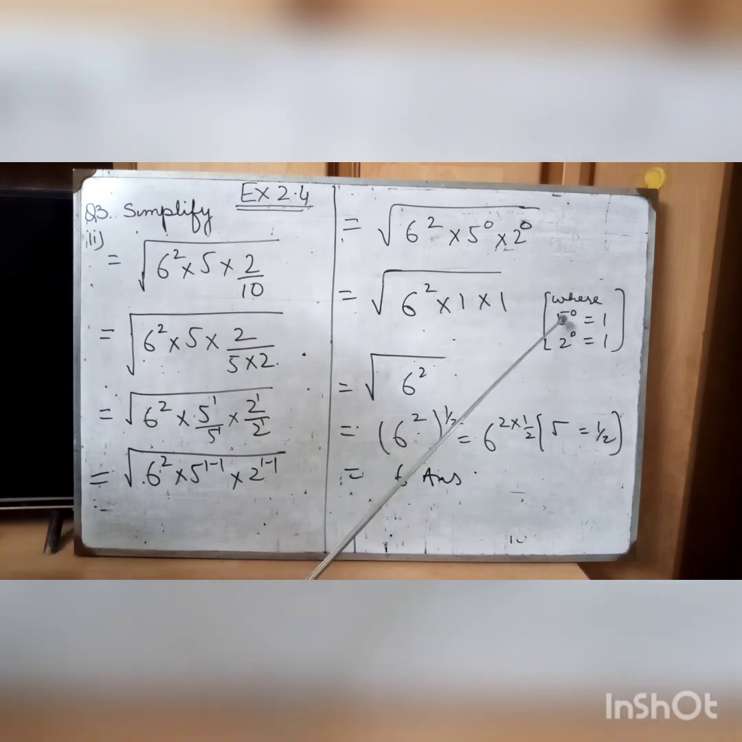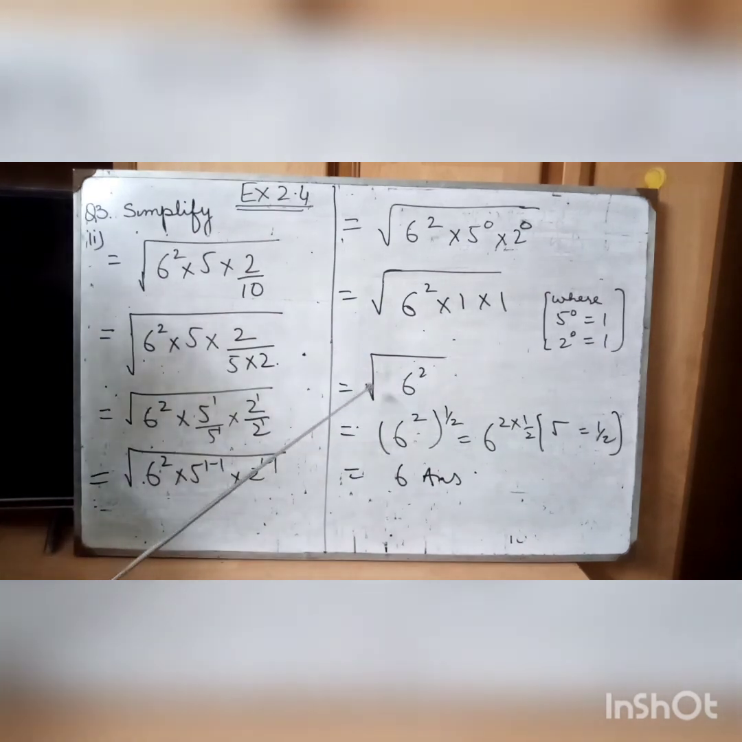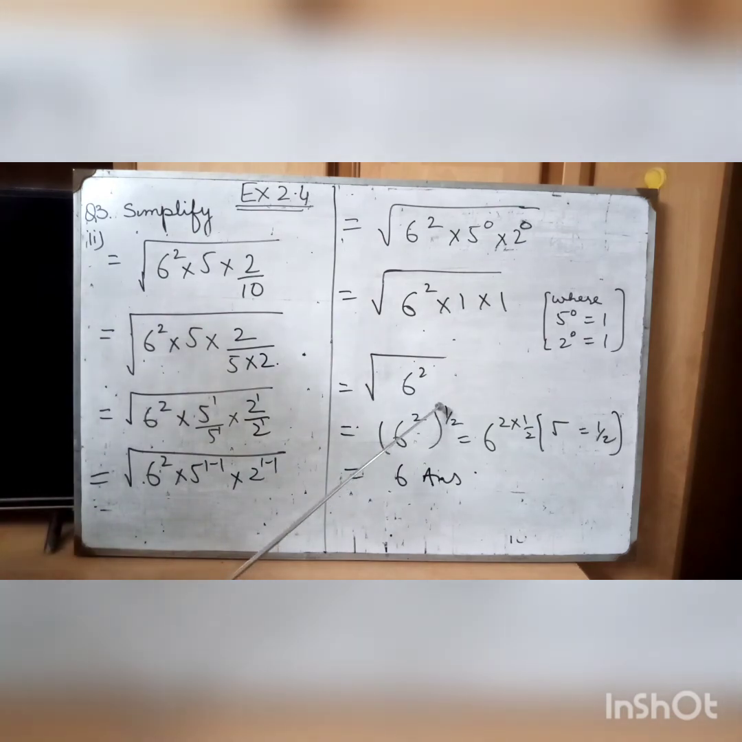So, 5 raised to power 0 is equal to 1, 2 raised to power 0 is equal to 1. Therefore, we have this expression: square root is equal to exponent 1/2. Therefore, we can write it as 6 raised to power 2 with exponent 1/2, so 6 raised to power 2 multiplied by 1/2. After cancellation, we have 6, which is the answer.